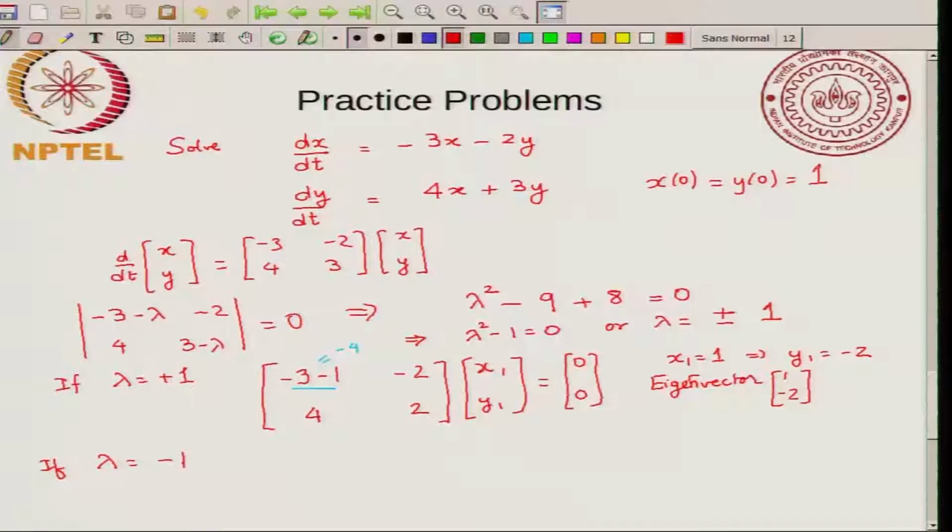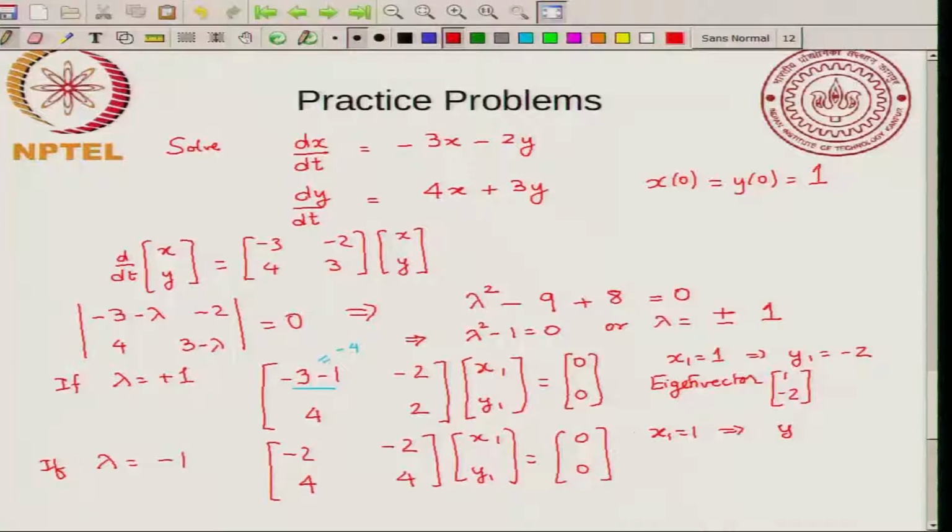Now in this case what happens is you have minus 3 minus of minus 1, so minus 3 plus 1, that is minus 2. You have a 4 here, and 3 plus 1 is 4, times x1 y1 equal to 0 0. So the eigenvector in this case, if I take x1 equal to 1, then implies y, or x2, in this case I should write x2, okay.